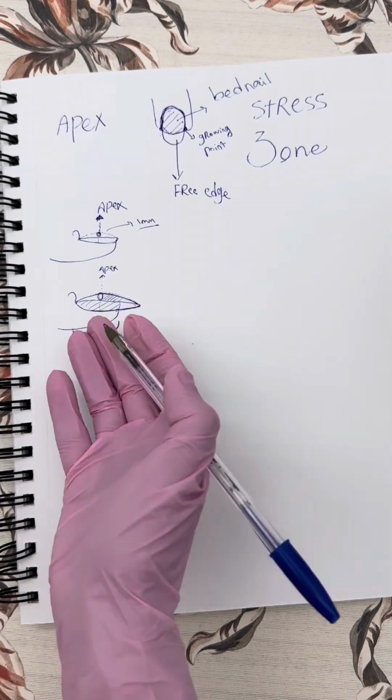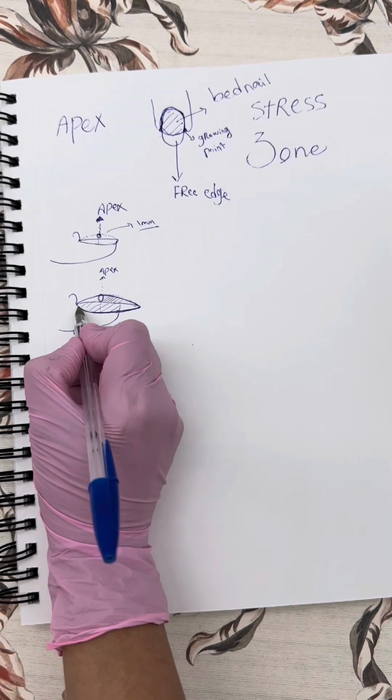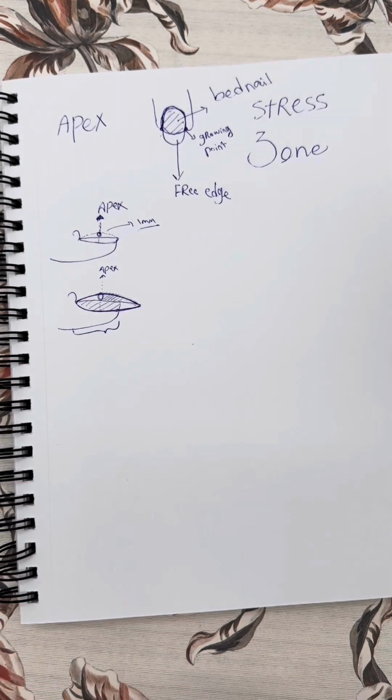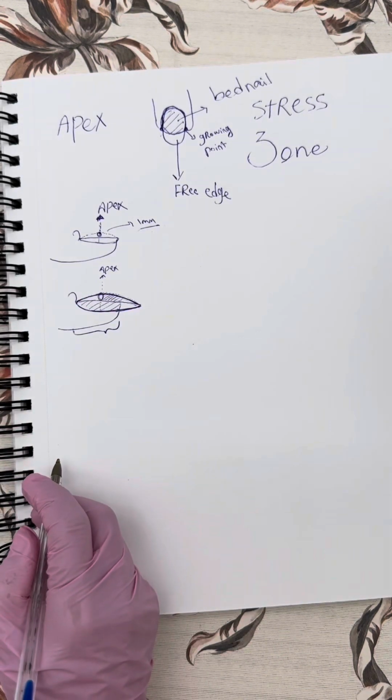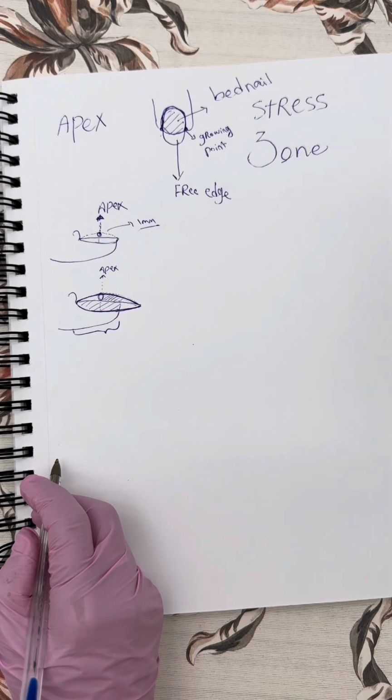So at the end, if your shape is almond, the almond shape appears from the side, if you see it, right?